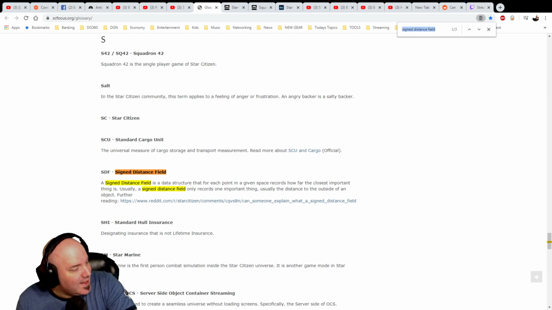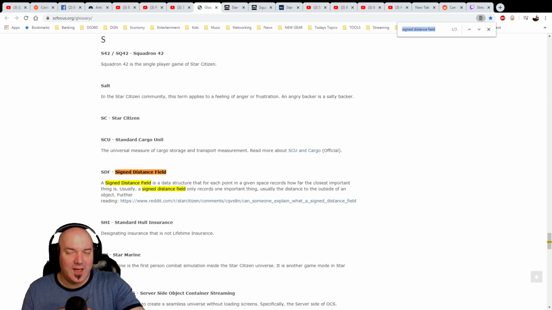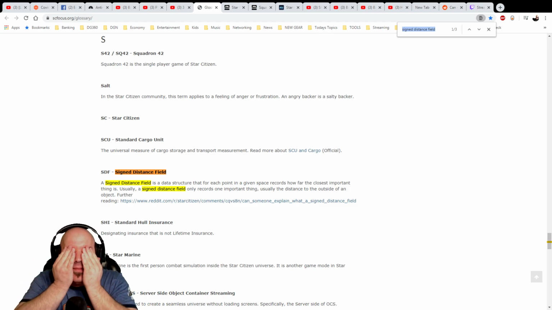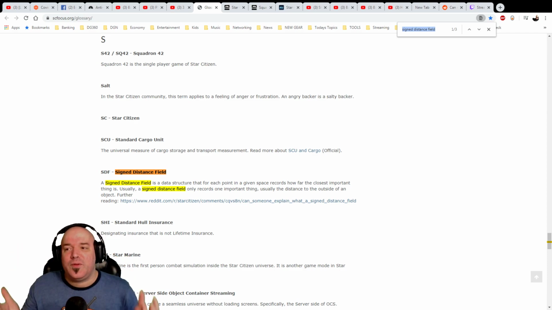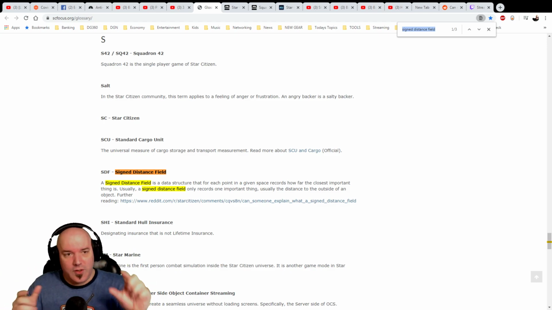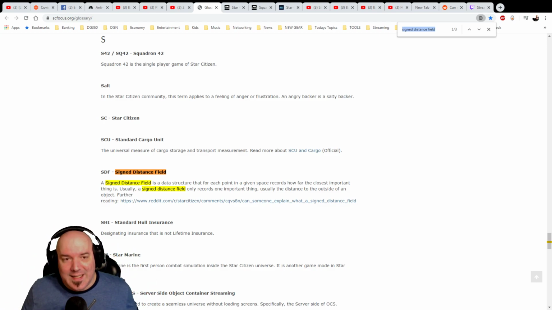So what is signed distance field? A signed distance field is a data structure that for each point in a given space, so they're talking about vertices on polygons, okay, records how far the closest important thing is. So it's like an invisible field around the actual mesh, okay, so that you guys get an understanding. In layman's terms, it's an invisible field assigned to the vertices or polygons on the mesh. So there's a distance. That's why it's called signed distance field.